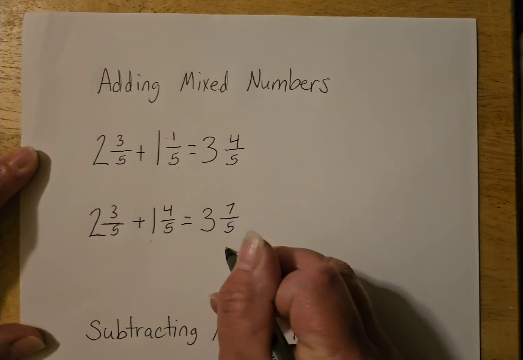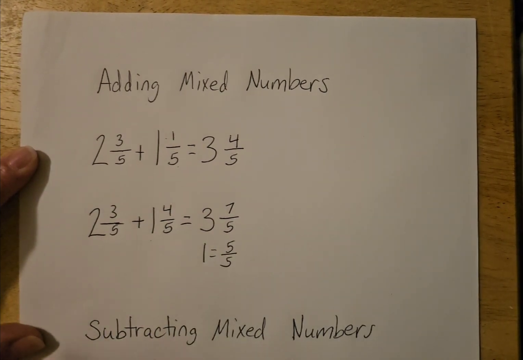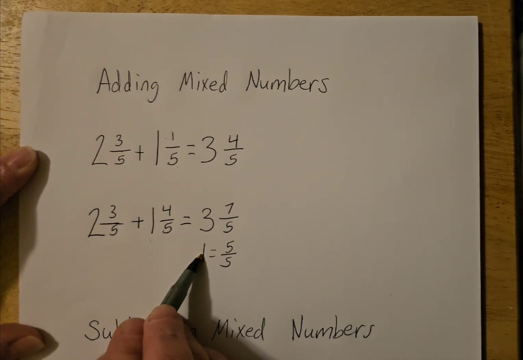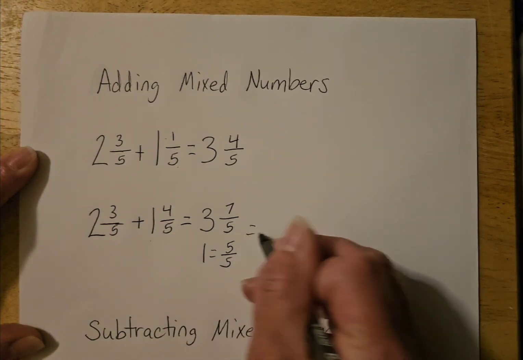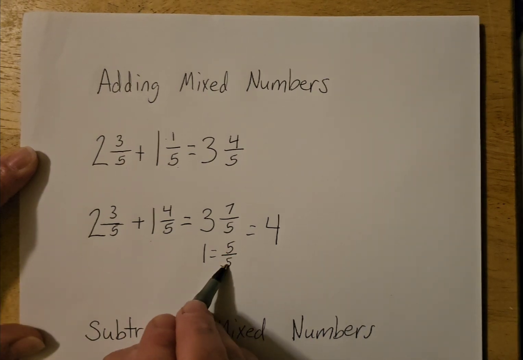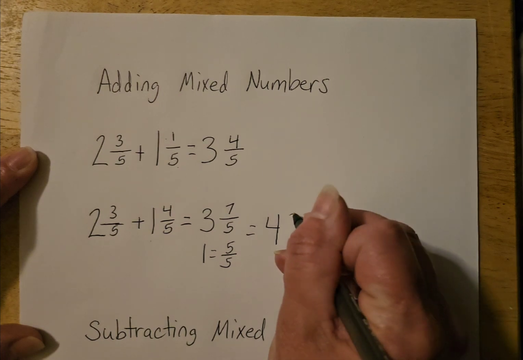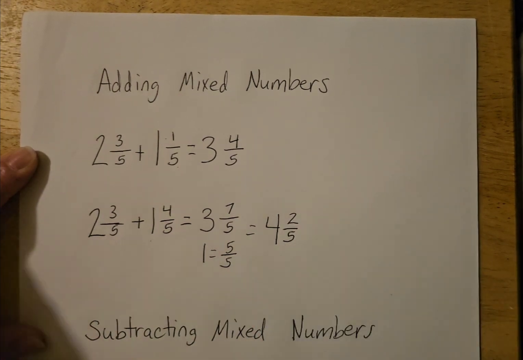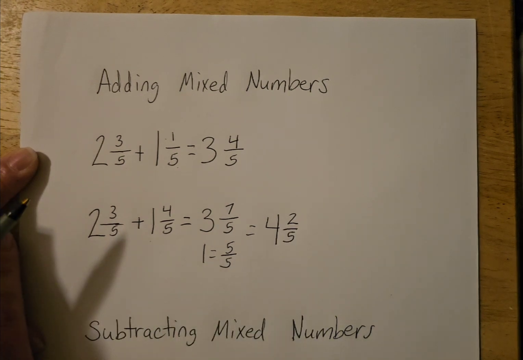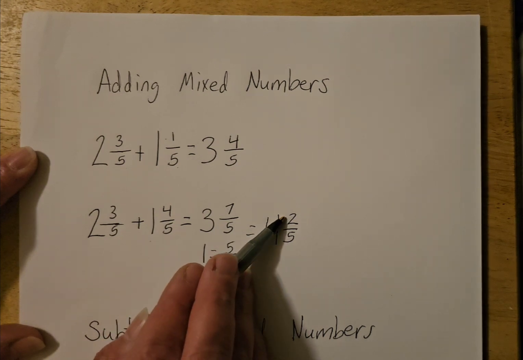So we know that 5 fifths equals another whole. So we're going to take these two and add those wholes together. So that gives me 4 wholes. And I'm going to take away this whole, this 5 fifths from this 7 fifths. So that's going to leave me with 2 fifths. Now that creates a proper mixed number. So instead of 3 and 7 fifths, that correct answer would be 4 and 2 fifths.